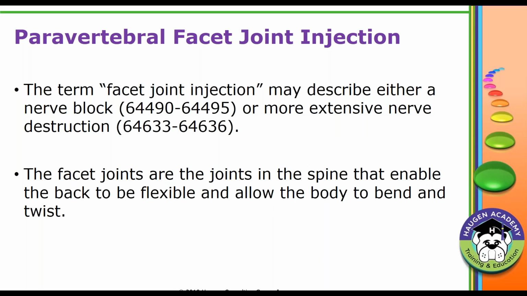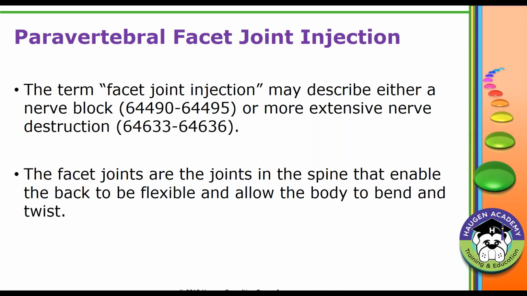And the next topic we have is paravertebral facet joint injections. Just as with the intervertebral foramen that we just discussed, the facet joint levels refer to the joints that are blocked and not the number of nerve branches that innervate them. Those paravertebral facet joints are also called zygapophyseal or Z joints, so you'll see that when we get to the code descriptions.